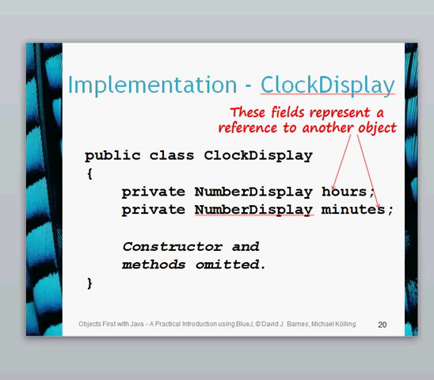Private number display hours. So we've got the access modifier there, and we've got the name of the type. Previously it was int, but now it's number display, and then we have the actual name of the variable itself, which is hours. The main thing to note at this point is that number display starts with capital letters. A class will always be shown with a capital letter, whereas a primitive type will always be shown in lowercase. So that's what we're going to look at now.